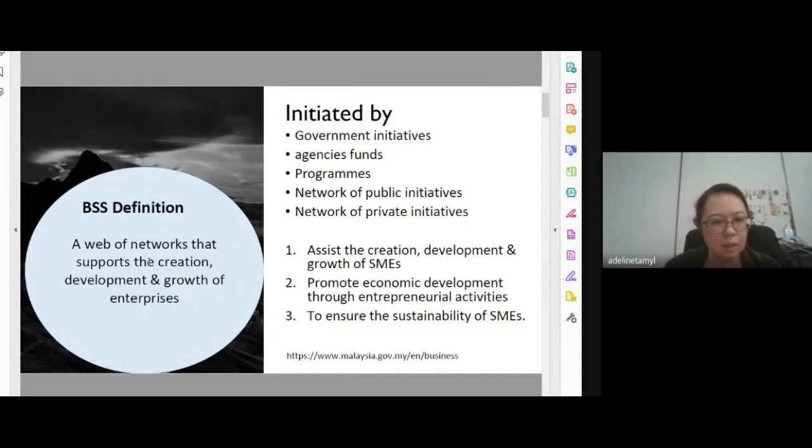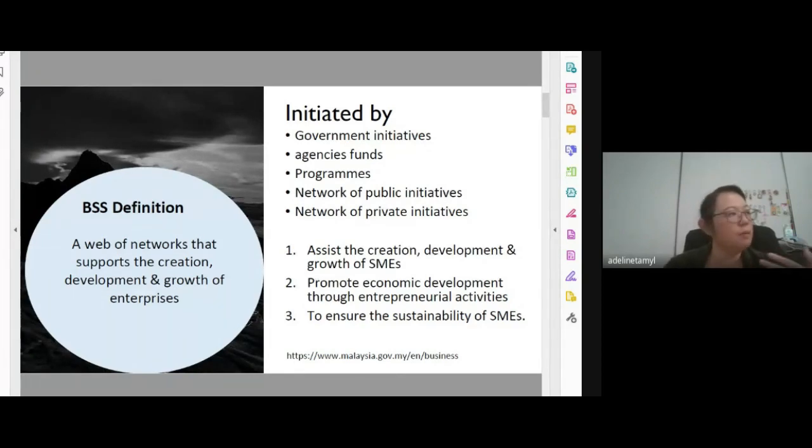It's a web or a network. Okay, in another word, sokongan-sokongan yang menggabungkan berbagai pihak, many people inside to help to create, to develop, and to grow the enterprise, to help the company to create, to start, to develop, and to grow even better.